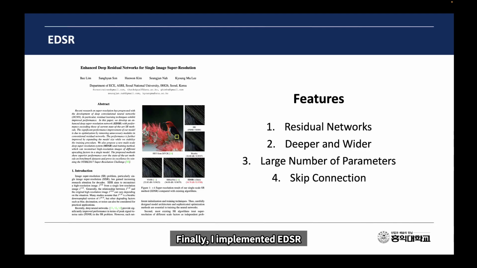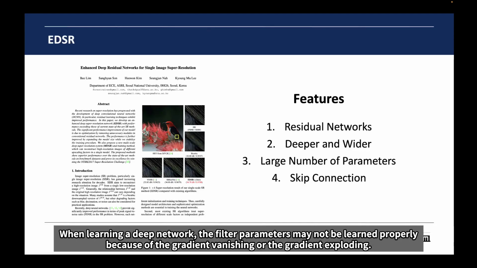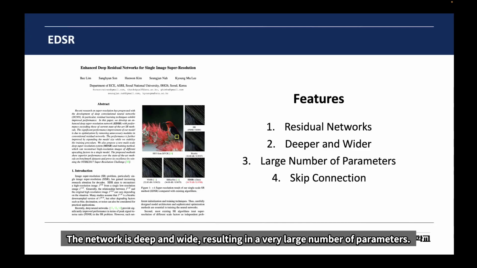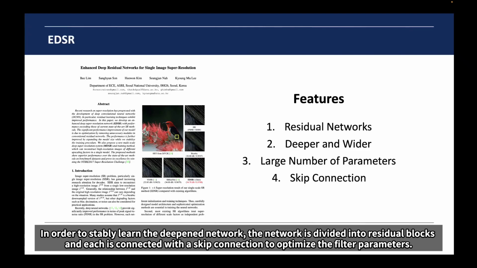Finally, I implemented EDSR. When learning a deep network, the filter parameters may not be learned properly because of the gradient vanishing or the gradient exploding. To solve this problem, a residual learning method appeared and EDSR was designed to build a network using it. The network is deep and wide, resulting in a very large number of parameters. In order to stably learn the deepened network, the network is divided into residual blocks and each is connected with a skip connection to optimize the filter parameters.